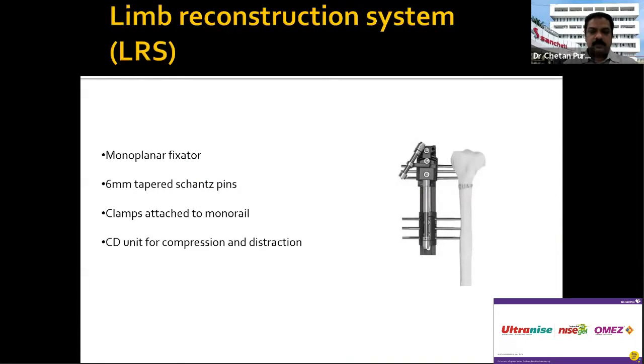Now, Ilizarov for femur can be quite cumbersome for the patient. Compliance is an issue. The pins in the thigh keep bothering, keep getting infected. So limb reconstruction system is an alternative, which is a uniplanar fixator, and it has 6 tapered Schanz pins with clamps that are attached to a monorail, and the use of a compression distraction unit, which allows one to compress the non-union site as well as lengthen at a corticotomy to correct the shortening or to enhance the biology.